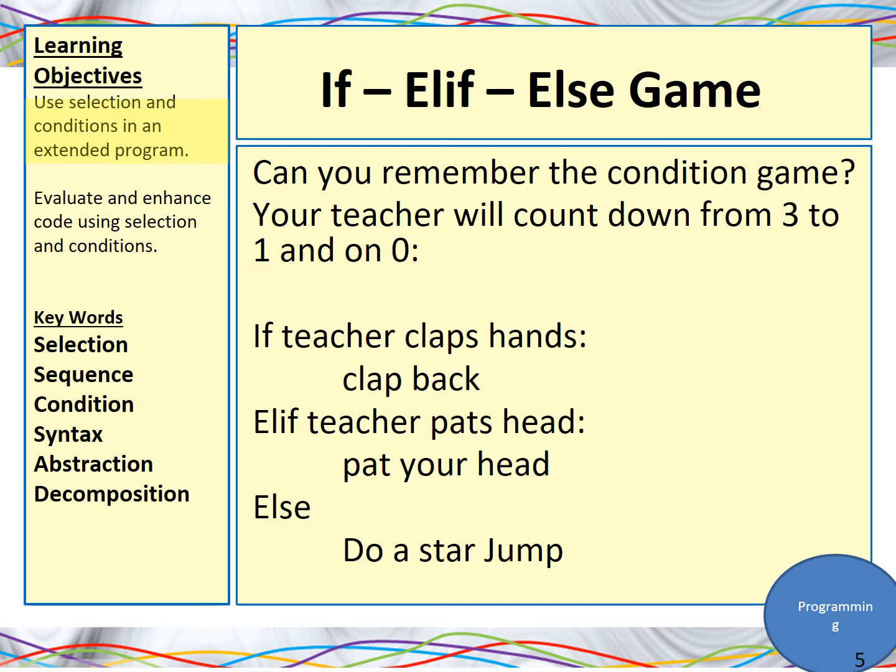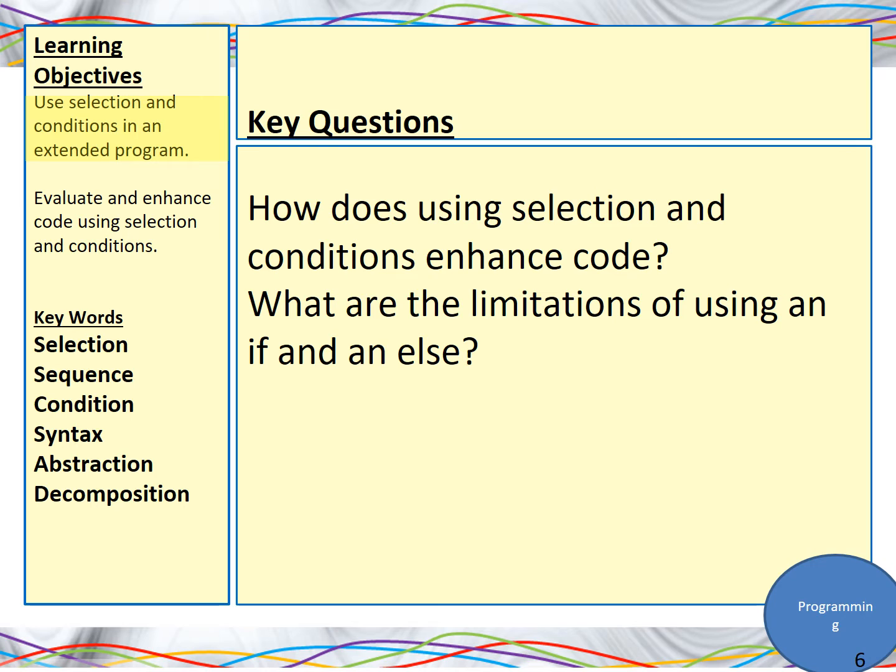Can you remember last lesson we had a game where you could count down from 3 to 0 and you had to respond differently depending on what the teacher said. Today we're going to be looking a little bit more in depth at the if, elif and else games. Our key questions for today are: how does using selection and conditions enhance code? And what are the limitations of using if and else's?